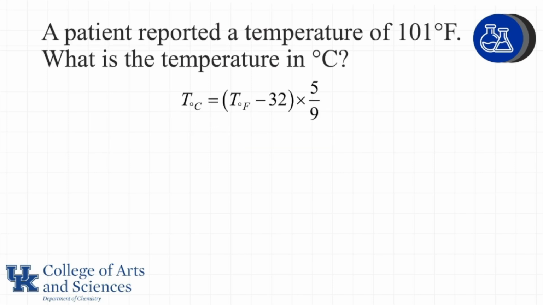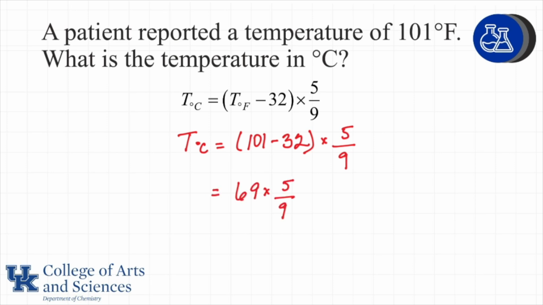Let's look at an example. A patient reported a temperature of 101 degrees Fahrenheit. What is the temperature in degrees Celsius? So we have our equation. We know our temperature in Fahrenheit, so we're going to plug that into our equation so we can solve for degrees Celsius. So temperature in degrees Celsius equals 101 minus 32 in parentheses times 5/9. Then we get 69 times 5/9, and finally get to 38 degrees Celsius.